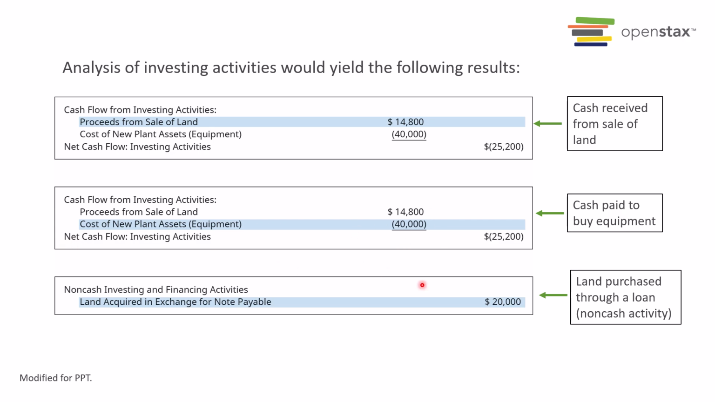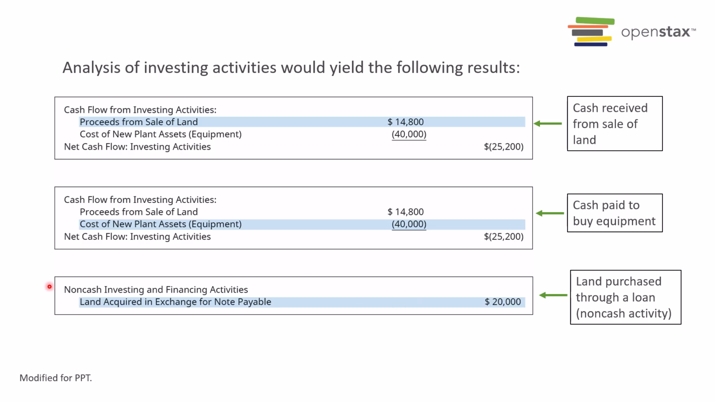Add them up, and we'll get to our total. So here, $14,800 proceeds in, cost of the plant assets going out. They spent $25,200 more going out than they brought in.